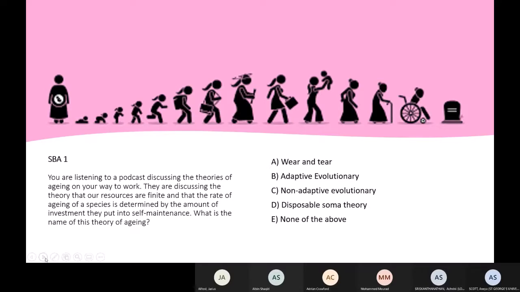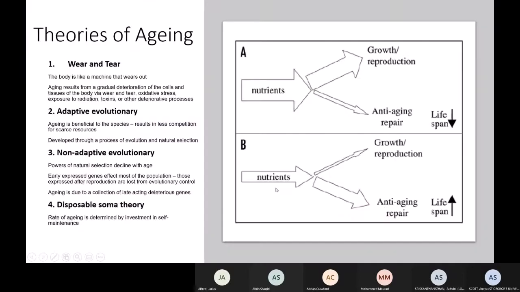So I can see most people have put A, which I can see why you've put that, but the answer is actually D. So I'll give you a quick run through of my summaries of each of them. I'm sure there are much more coherent summaries out there. So wear and tear is the theory that your body is like a machine that eventually wears out. So aging results from a gradual deterioration of the cells and tissues by wear and tear, oxidative stress, exposure to radiation, and other deteriorative processes. So that's probably the most simple of the theories.